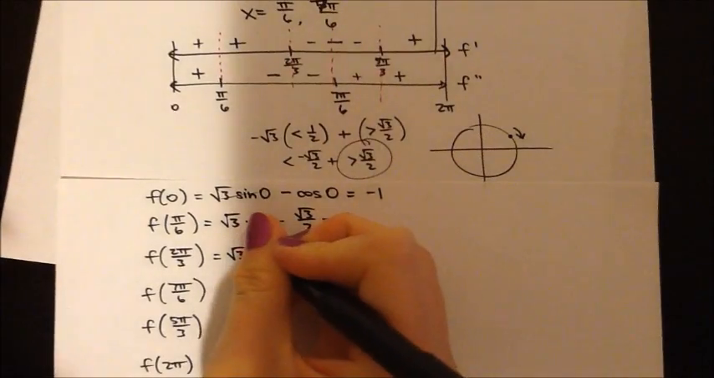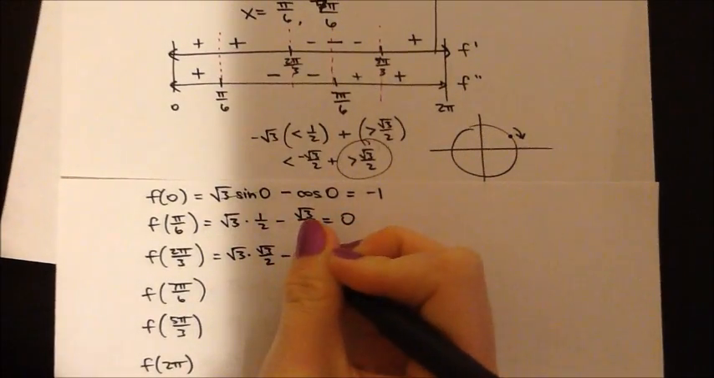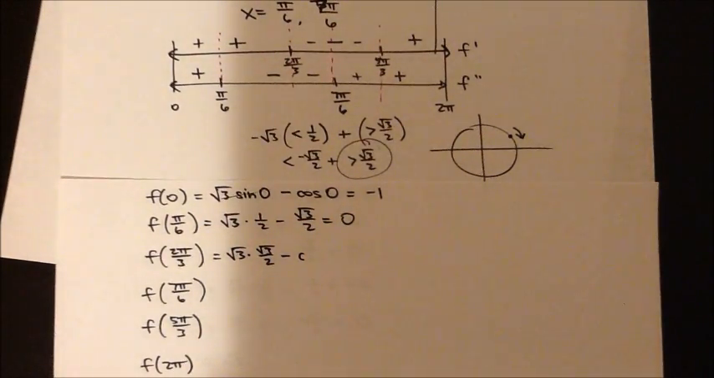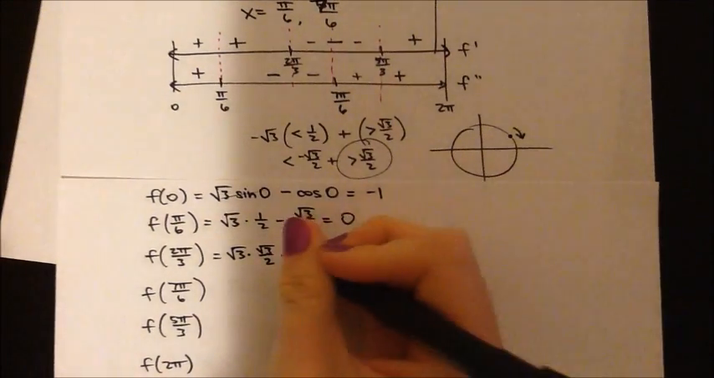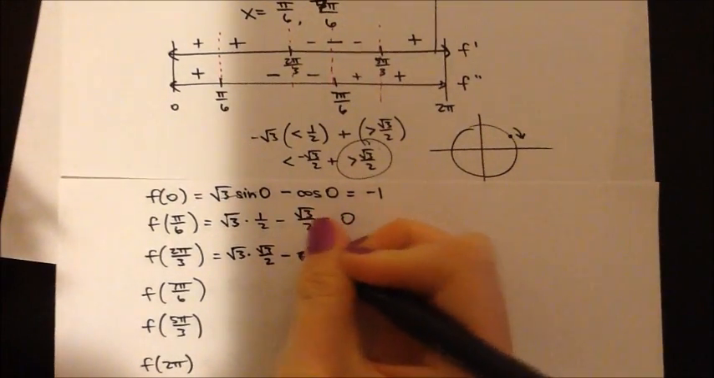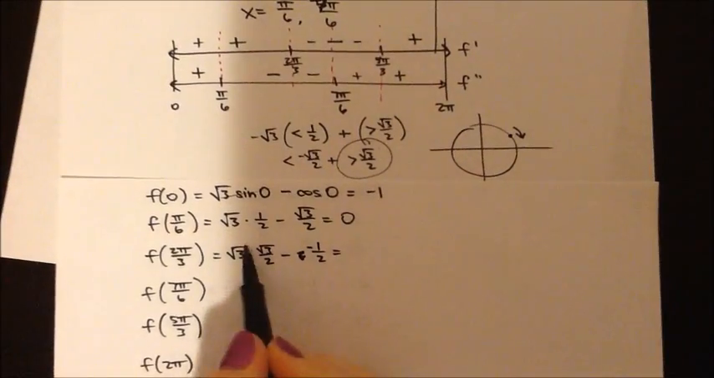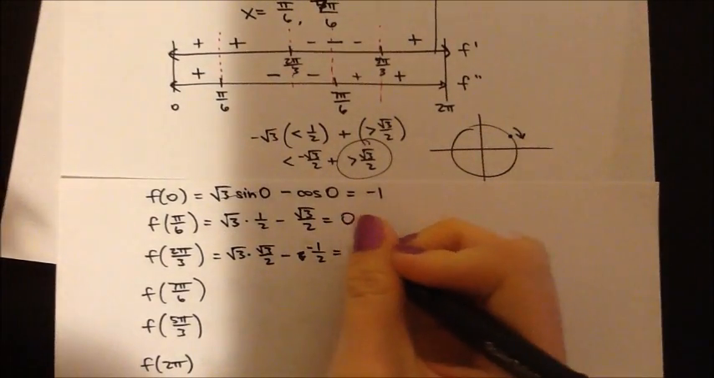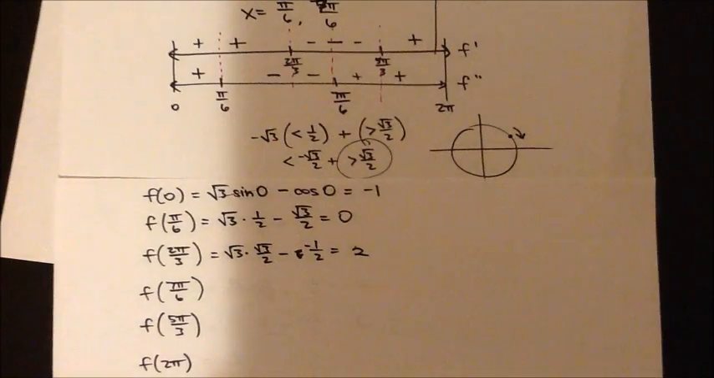Next one, root 3 times the sine of 2 pi over 3, which, I'm in the second quadrant, so that would be a positive root 3 over 2, minus the cosine of 2 pi over 3, again in the second quadrant, so that would be a negative 1/2. So this is 3/2 minus negative 1/2, so that's a positive 4/2, which is 2.